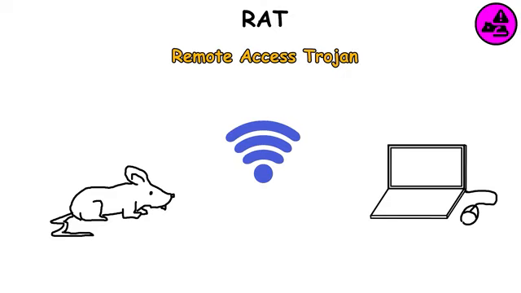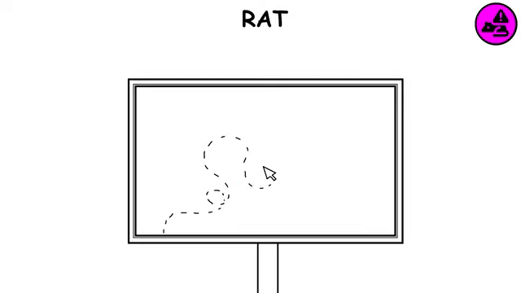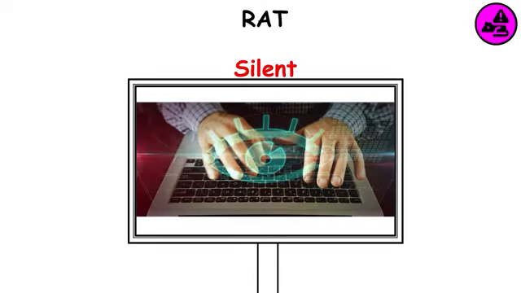RAT. It stands for Remote Access Trojan, and it's a type of malware that remotely controls a computer through the internet. When your computer is ratted, the hacker can actually move your mouse, type stuff, look at your webcam and record it, etc. Most of the time, however, it stays silent and acts as a keylogger to gain your personal information.